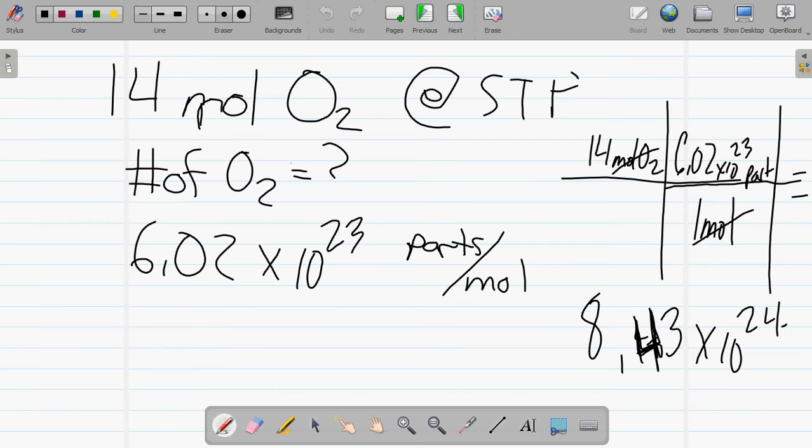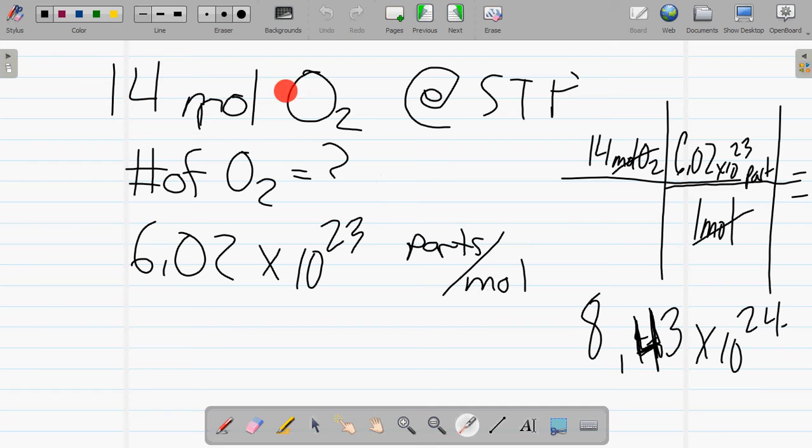If you are given the number of moles, and you are asked to find the number of particles, all you need to do is multiply by Avogadro's number. If you're given the number of particles, you divide by Avogadro's number to get the moles. Okay? That's all there is to it. Remember, Avogadro's number is 6.02 times 10 to the 23rd particles per mole.